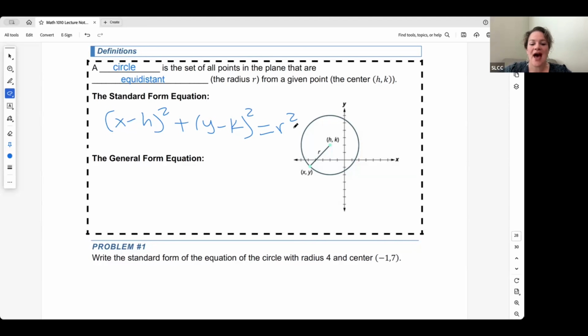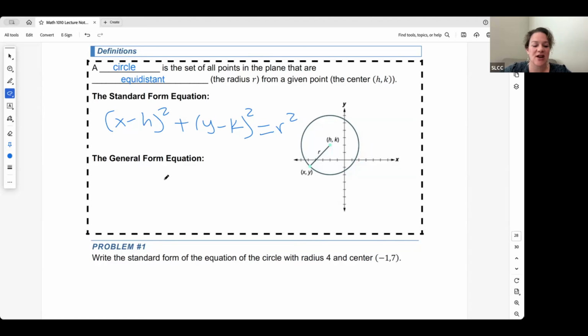Another common error that students make when trying to find the radius is they don't remember that this number is r squared. So if your equation equals 10, the radius is the square root of 10. So just remember squared, squared, squared.